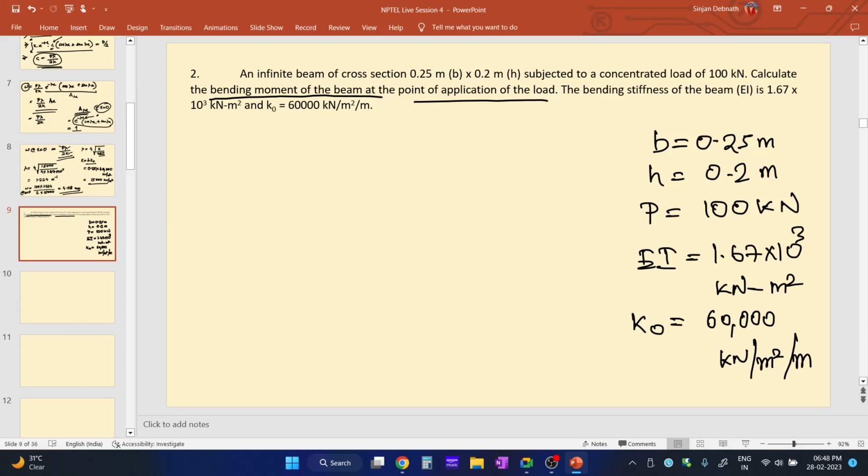So for this problem, we need to use the equation for bending moment. In the last question, I derived the deflection part. You will get all the derivations in the lectures. Okay, you need to follow all the lectures where you will get all the equations, all the derivations, everything.